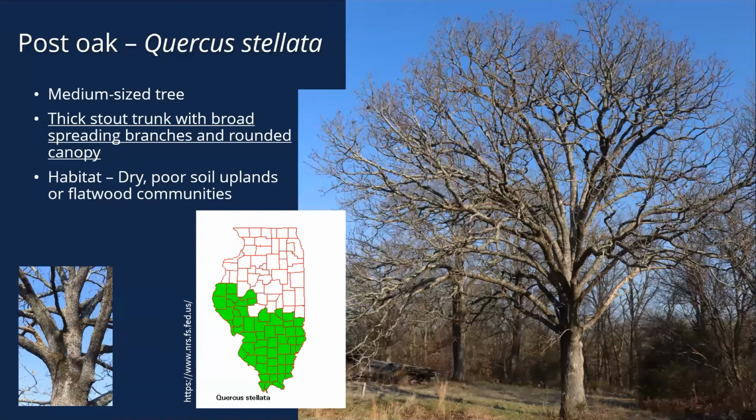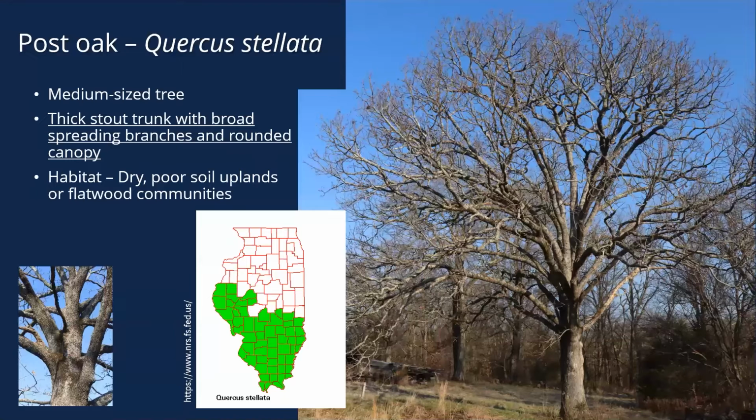They like poor soils, dry, poor upland soils, or flatwood communities. They have this bimodal distribution on the landscape where they're either in the dry, poor soil uplands or in these flat landscapes that we call flatwoods, which usually have a heavy clay layer in there.